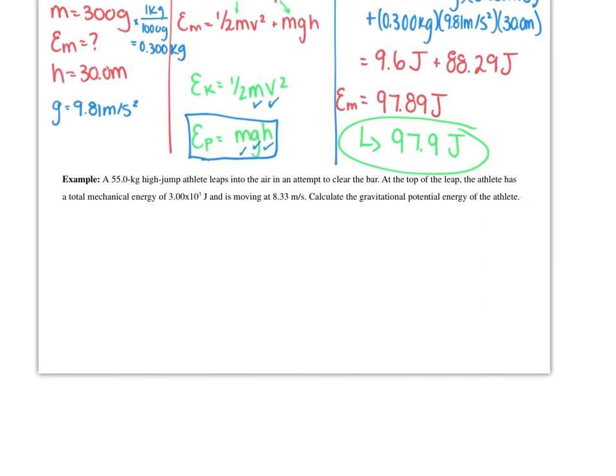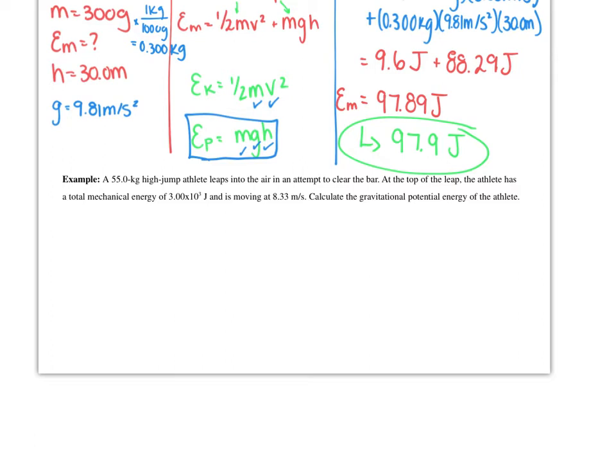A 55 kilogram high jump athlete leaps into the air in an attempt to clear the bar. At the top of the leap, the athlete has a total mechanical energy of 3.00 times 10 to the 3 joules and is moving at 8.33 meters per second. Calculate the gravitational potential energy of this athlete.